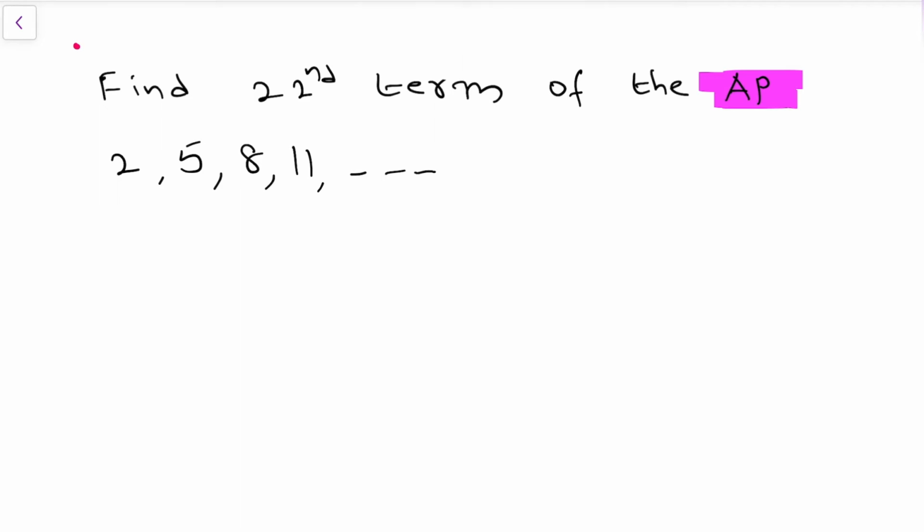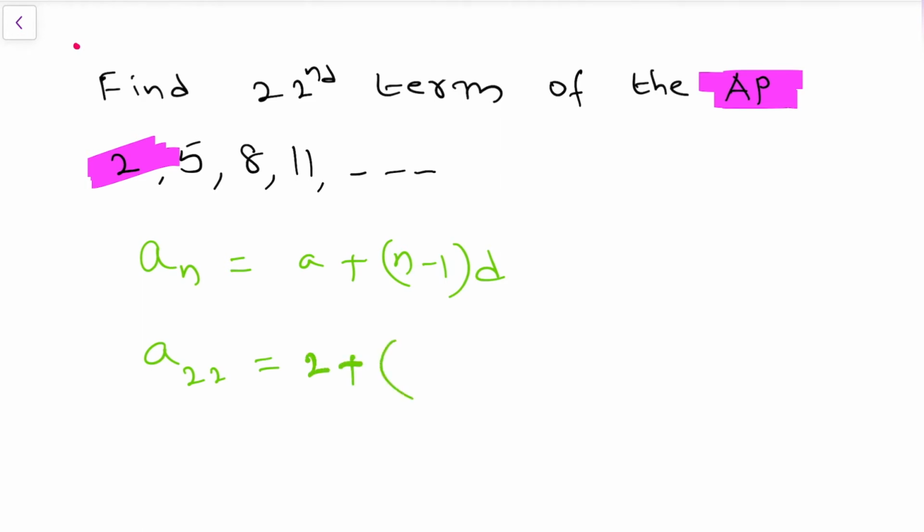Okay, now he's asking to find the 22nd term. So nth term formula, an equals a plus n minus 1 into d. n is nothing but which term he is asking, the 22nd term. So a means first term. Here the first term is 2. So 2 plus n, which term is asked, 22nd term, minus 1 into common difference. Here second term is 5 minus first term 2. So 5 minus 2 is nothing but 3. So the common difference is 3.